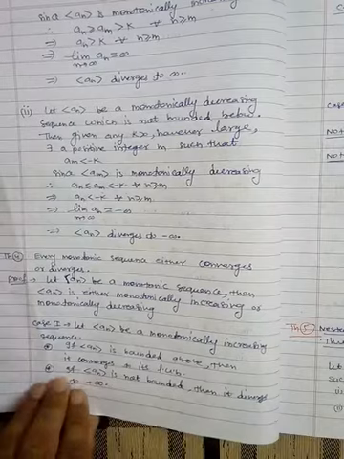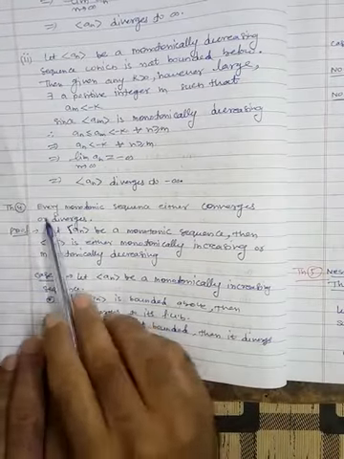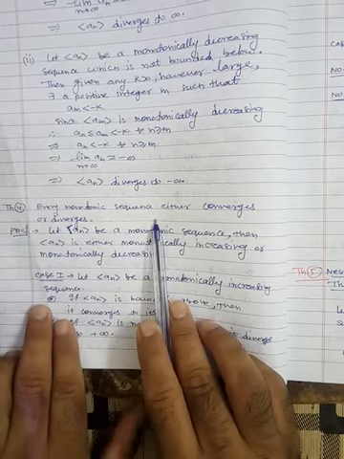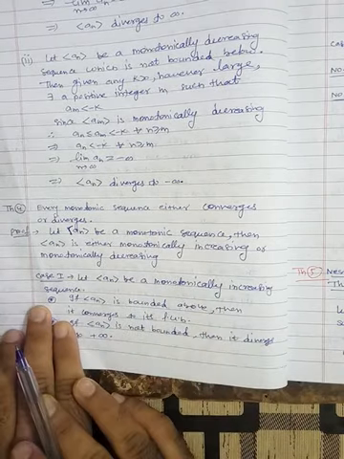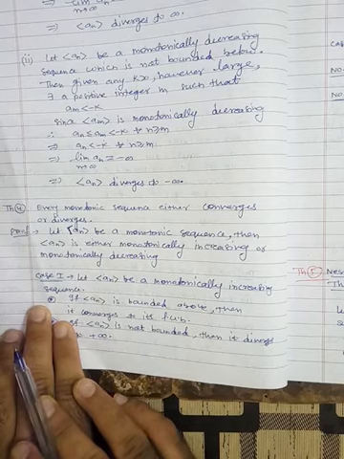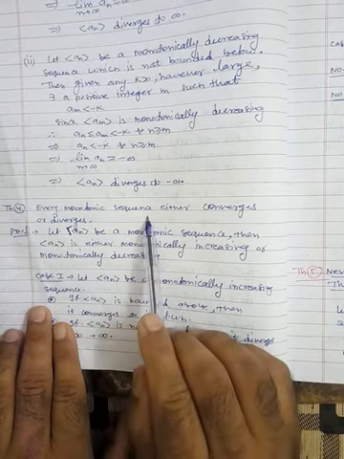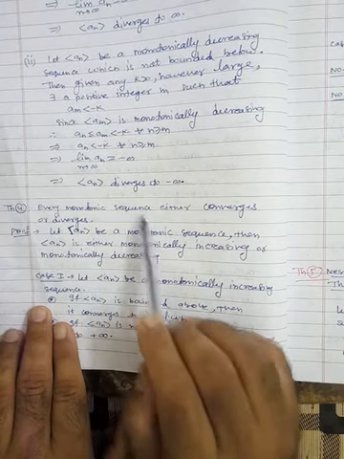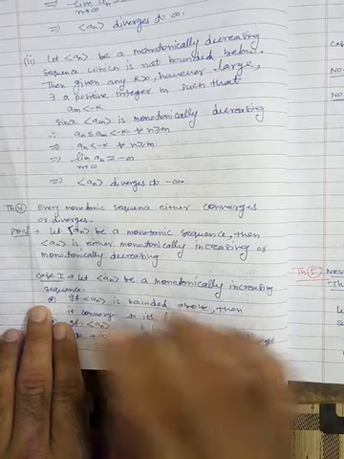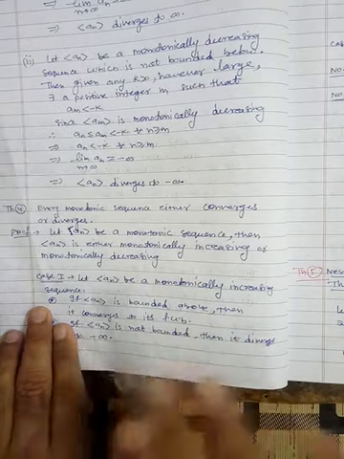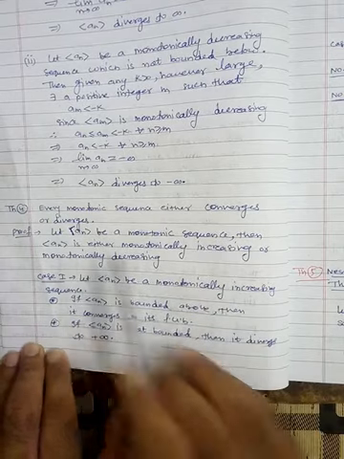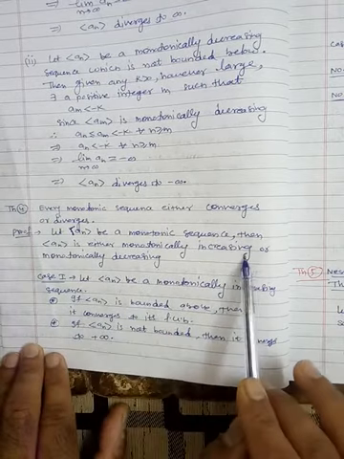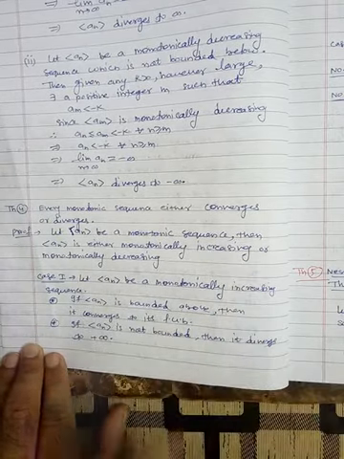Fine. Now the next theorem. Every monotonic sequence either converges or diverges. Very simple. Every monotonic sequence, may be increasing or decreasing, either converges or diverges. This is the theorem. So let an be a monotonic sequence. Then this an is either monotonically increasing or monotonically decreasing.